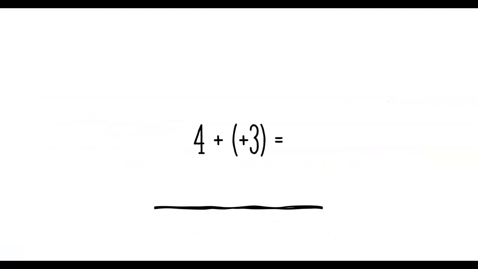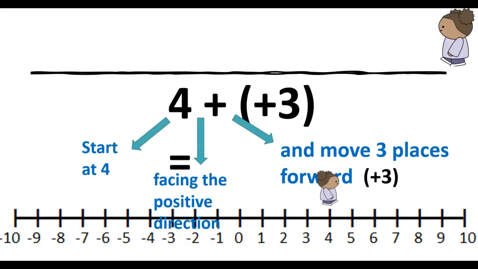If we've got an equation like this, 4 plus +3, that just means the 3 is a positive. We're used to just seeing 4 plus 3, but with numbers, we just assume they're positive unless they've got a negative sign out the front of them. So this is basically the same as 4 plus 3, which we know is 7, but we're going to use the number line to show how that works.